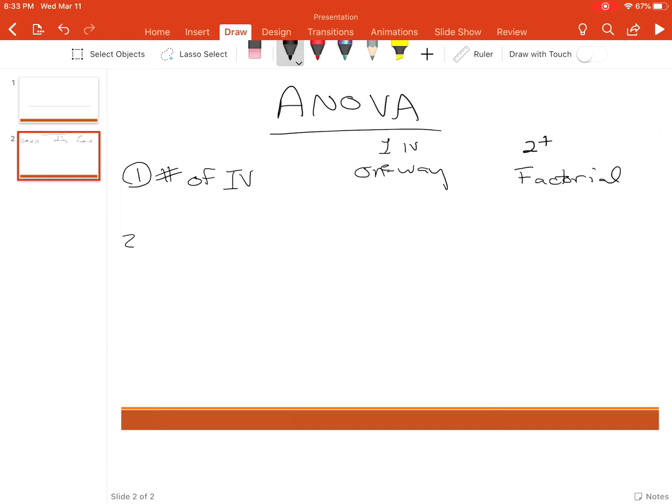The second question you ask yourself is the level of measurement of your dependent variable: nominal, ordinal, interval, or ratio. If we have a parametric level of measurement, meaning it's interval or ratio, then we're going to run a parametric ANOVA, and that's more common. So we're just going to put in here parametric because that's usually what we run, especially in quantitative sciences.